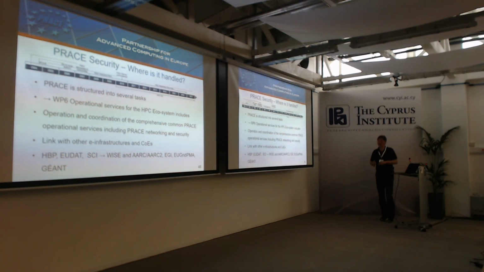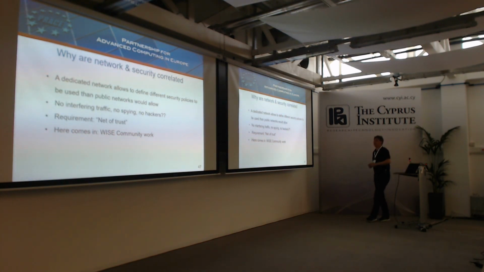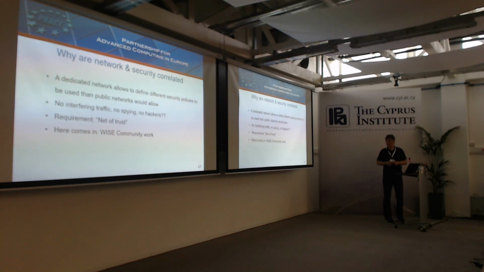Okay, links to RFE, as I said: you want to view that SCI wise, the ARC project, EGI, EU, PRMA, and of course GEANT. GEANT is the company providing the network, and it's also in the new project. So why are network and security correlated? A dedicated network allows defining different security policies than public networks would allow. No interfering with traffic, no spying by hackers. So what we need is this net of trust. Here comes in the work which is done in the WISE community.